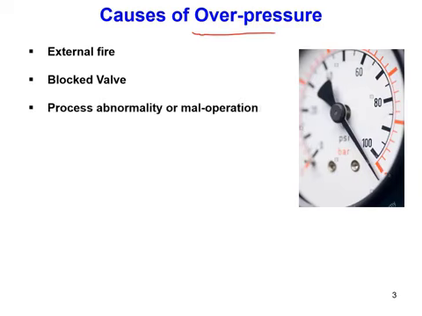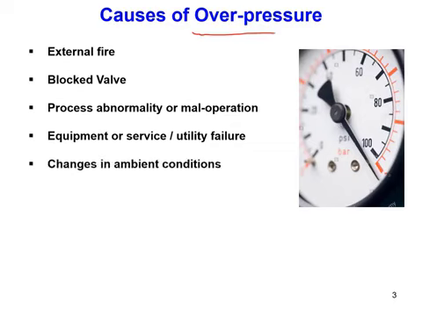Then process abnormality, maloperation. If there is some maloperation, abnormal operation, in this case we use flares. Equipment or service utility failure. If one of our pumps has failed or a compressor has failed, we might have overpressure in some equipment. Change in the ambient condition: stormy weather, very hot weather, very cold weather. Those are all the cases where we can have some failures that can cause overpressure.